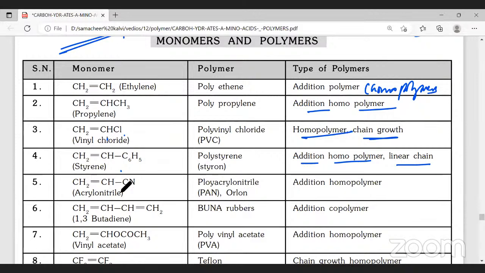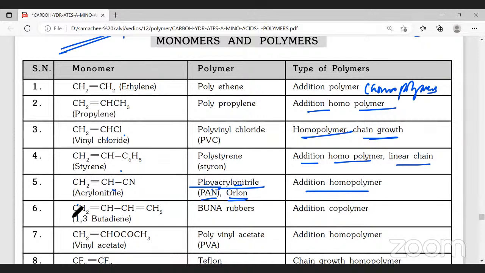Acrylonitrile, CH2CHCN. CH2CHCl is vinyl chloride. This is acrylonitrile. So we get polyacrylonitrile, PAN. So acrylonitrile, when polymerized, we get polyacrylonitrile. It's otherwise called OLON, and it is an addition homopolymer.